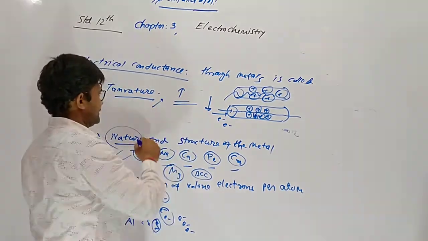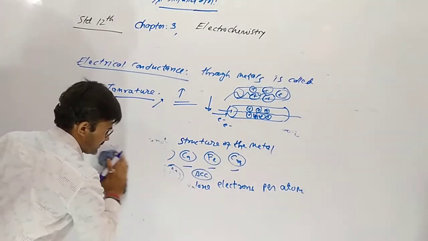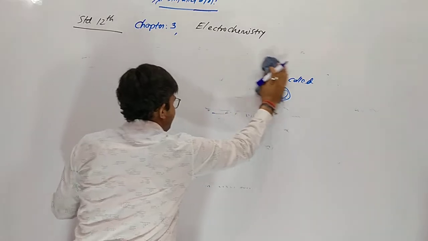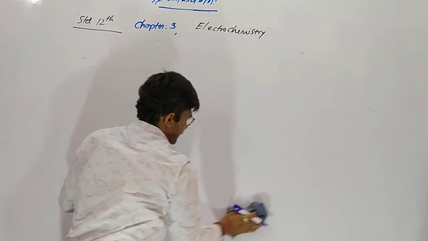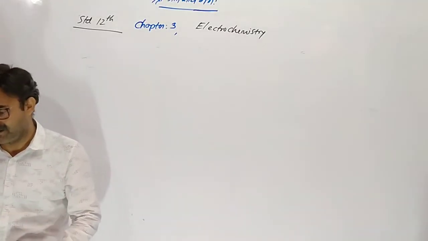So when temperature increases, the conductivity of the metal decreases. Yes, metallic conductivity, electronic conductivity. When electric current passes through a wire, if the temperature is high, conductivity is less, and if the temperature is low, conductivity should be high.